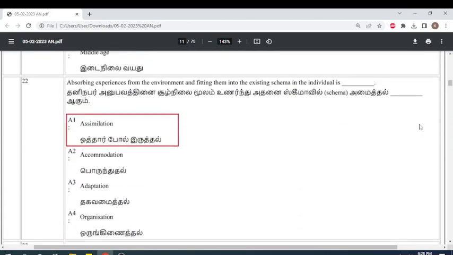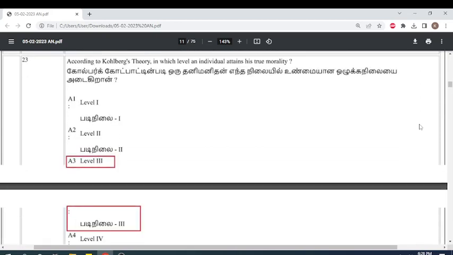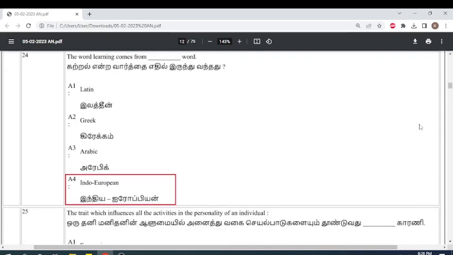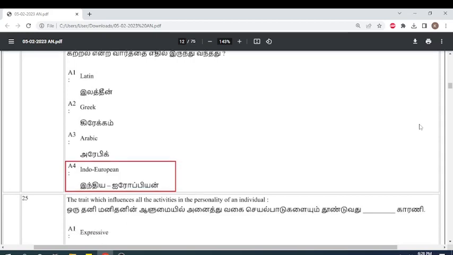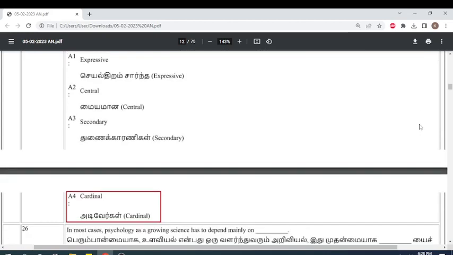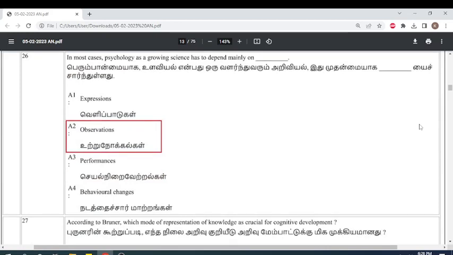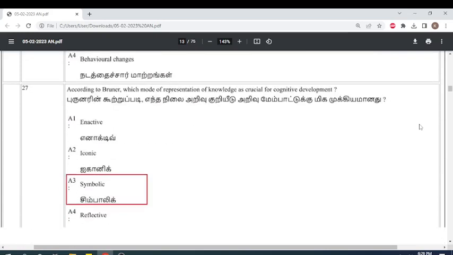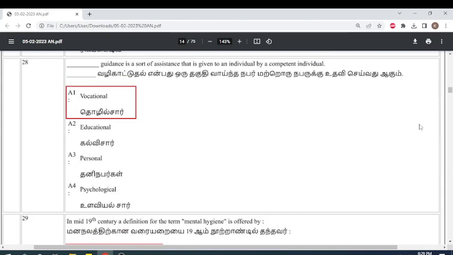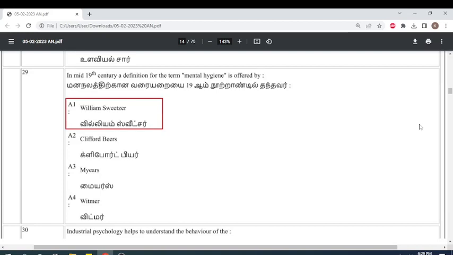22 question kana answer A1. 23 question kana answer A3. 24 question kana answer A4. 25 question kana answer A4. 26 question kana answer A2. 27 question kana answer A3. 28 question kana answer A1. 29 question kana answer A1.